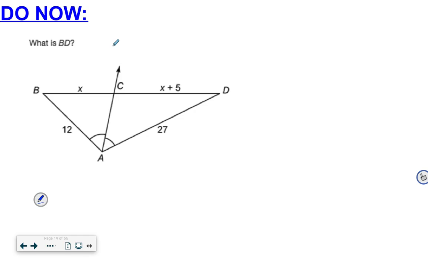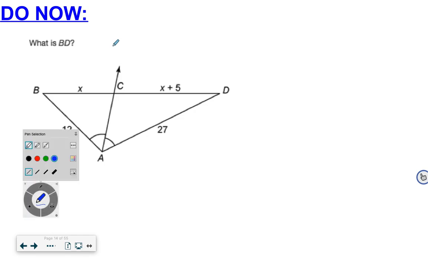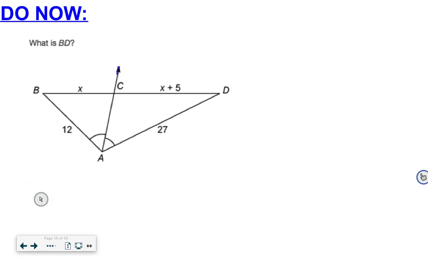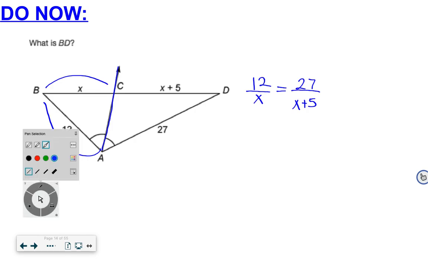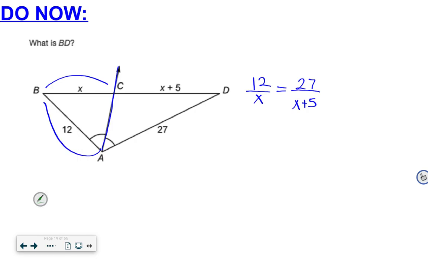Remember that, ladies and gentlemen, if we have an angle bisector which is AC, then you can compare the side with its base. So which means that 12 over x is going to be equal to 27 over x plus 5. After setting up your proportion, you can use cross multiplication. Before that, I would like to simplify 12 and 27 by 3.